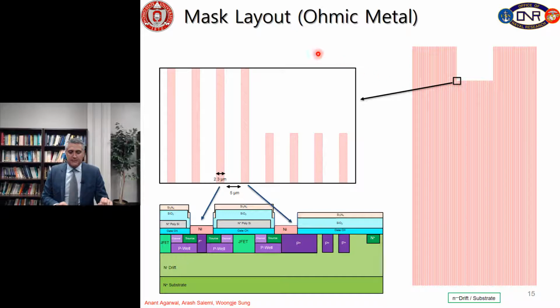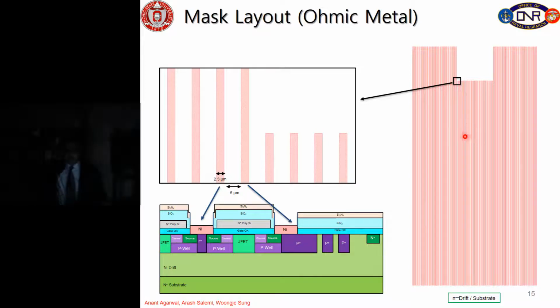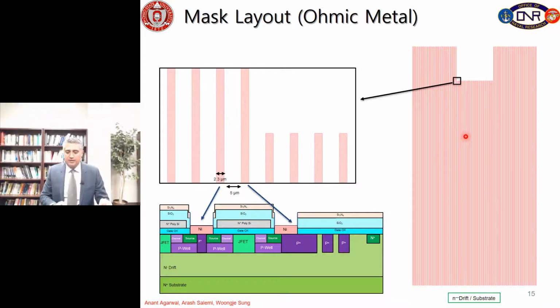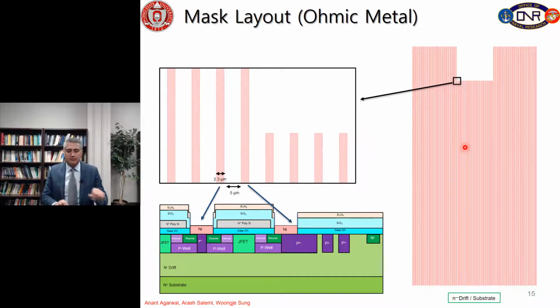Here is the mask layout, ohmic metal. As I talked about, we have the nickel in the active area. All fingers are in parallel. Then we have 2.3 micrometers width of these nickels with a distance or gap between them of 5 micrometer, as you can also see here.